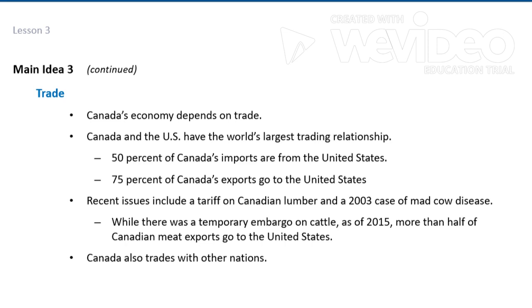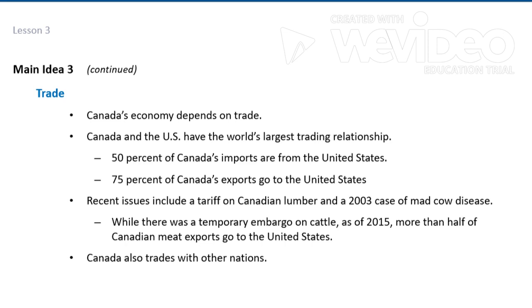About 50% of Canada's imported goods are from the United States. About 75% of Canada's exports, such as lumber, go to the United States. However, the United States has placed tariffs, or added fees, on Canadian timber. American lumber companies accuse Canada of selling their lumber at unfairly low prices. Canada argued that the tariffs were unfair according to the North American Free Trade Agreement, also known as NAFTA.